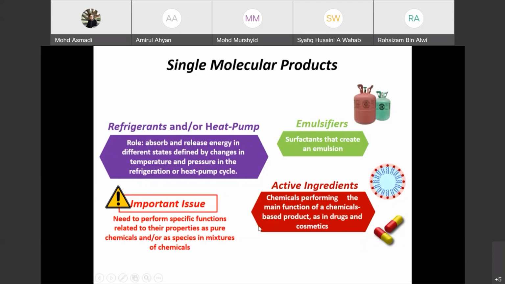Okay, and also the active ingredient. The definition of active ingredient: chemical performing the main function of the chemical-based product, as in drug and cosmetic. Maksudnya dia adalah yang main function ya. Kalau tak ada benda ni dia tak jalan. Okay. Itu memang dia punya active ingredient. Okay. Faham introduction?